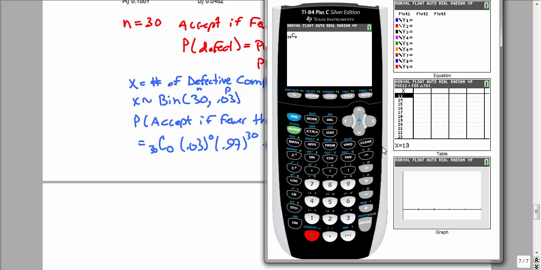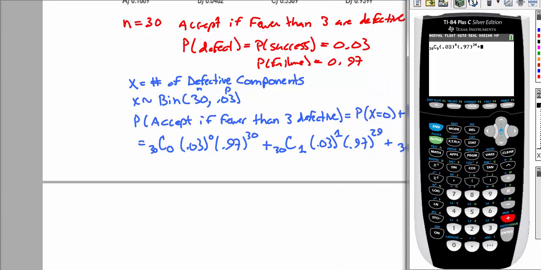So 30 choose 0. And again, I'm putting in everything, 0.03 to the 0, which I know is 1, but I want to make sure I account for everything here. Times 0.97 to the 30th. Okay, plus. Now I'm looking at my next term right here.